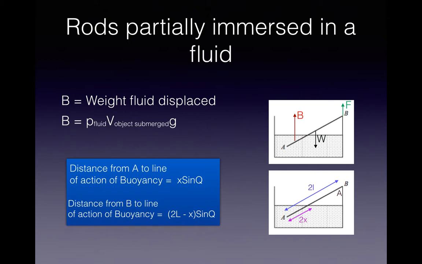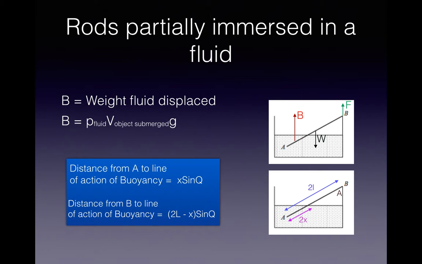I forgot to change the A to a θ. And the distance from the point B on the rod to the line of action of the buoyancy is (2L minus x) by the sine of the angle at the top right-hand corner, which is θ on the left but is A in the diagram. It should be the same thing.